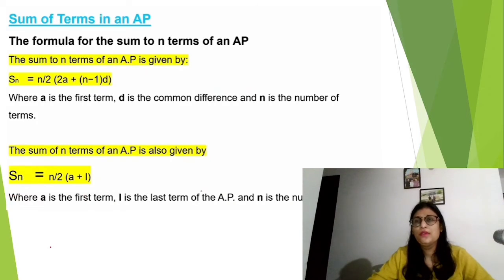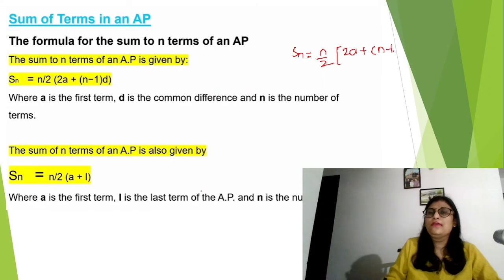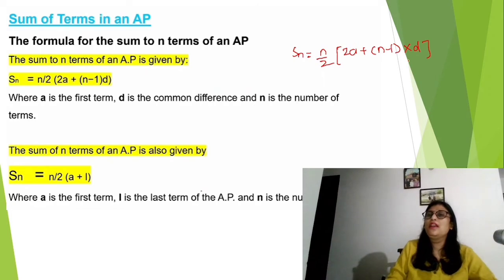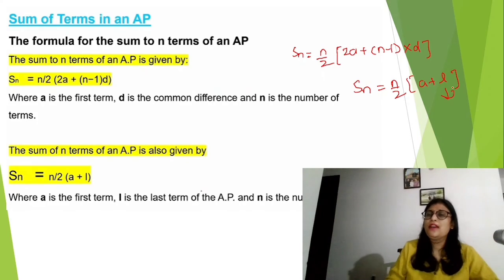Next, suppose I want to find the sum of terms in an AP. For this we have two formulas. The first one is Sn equals n by 2 into bracket 2a plus (n minus 1) into d. This is the formula for finding the sum of any natural series which is in arithmetic progression. Another one is Sn equals n by 2 into (a plus l). Here l is the last term of that series.